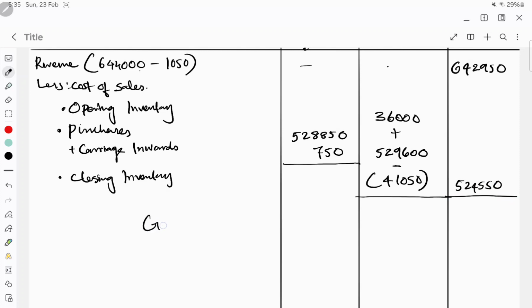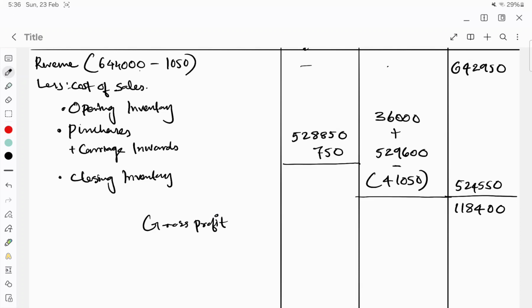Now apply and calculate gross profit. So gross profit is equal to revenue minus cost of the sales. Okay, so revenue minus cost of the sales means 642,950 minus 524,550. So you'll get 118,400 is your closing gross profit. So this is the final output of trading section. So you will get gross profit here.